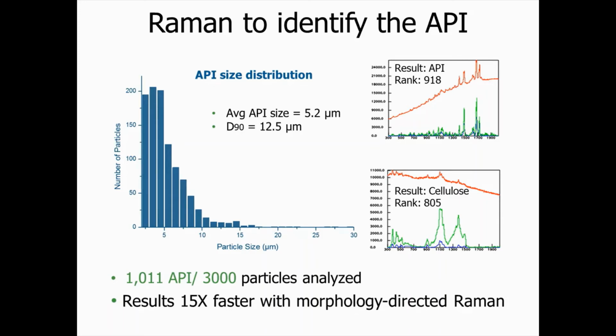This morphologically directed Raman analysis increased API particle detection rate from 2% to 34%. As a result, only 3,000 particles need to be identified to achieve 1,000 API identifications, as opposed to 45,000 particles needed without morphology classification beforehand. With the morphology classification to home in on the API population, identification of 1,000 API particles was achieved 15 times faster. In this nasal spray example, the average API size is 5.2 micrometers with a D90 value of 12.5 micrometers, as we can see from the graph.